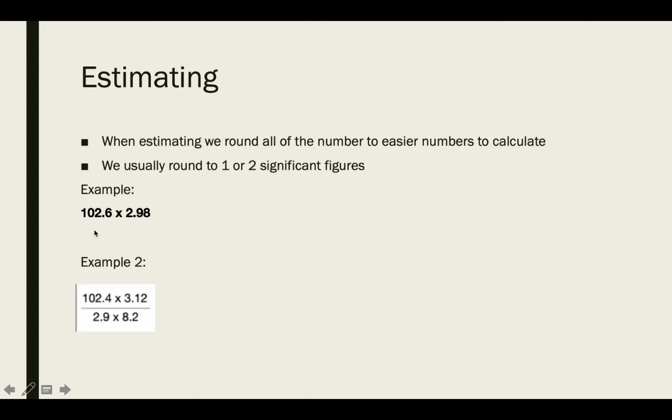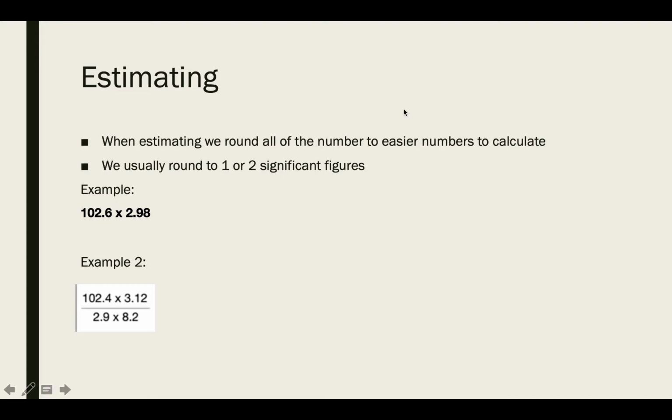Firstly, we're going to be looking at estimating. So when estimating, we round all of the numbers to easier numbers, so it's easier to calculate mentally. We usually round numbers to one or two significant figures. We don't just round at the start either, we can round midway through if it seems reasonable.